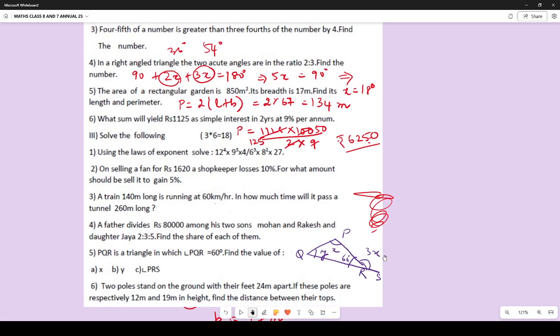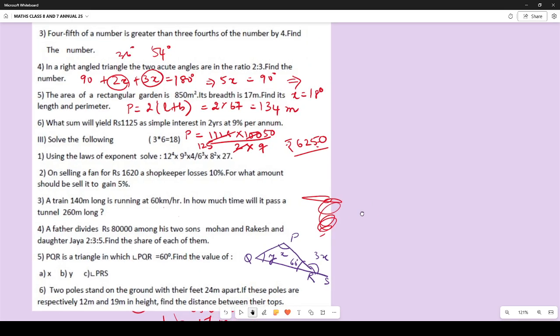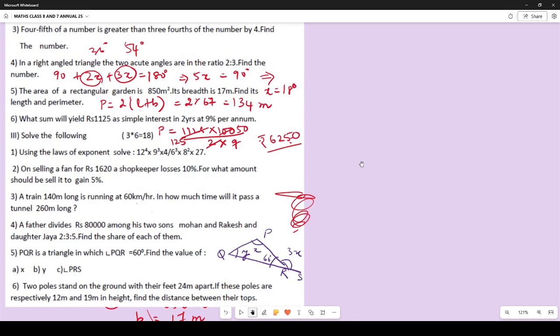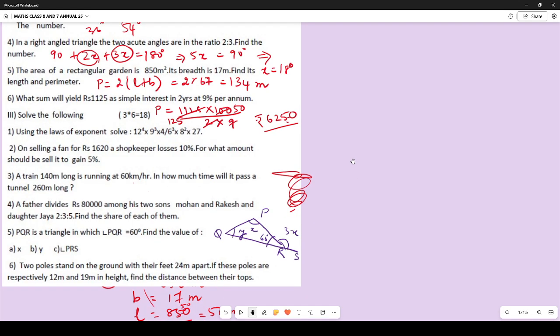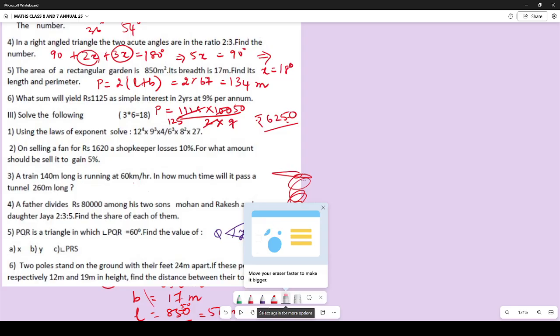Okay, so using the laws of exponents, we will solve. Sorry for this technical fault. Okay, let us take a different colored pen over here now. I don't know what happened over here. Let me just erase this.